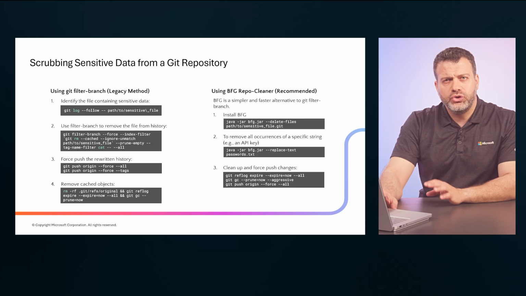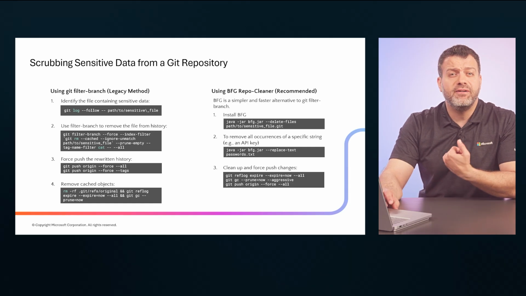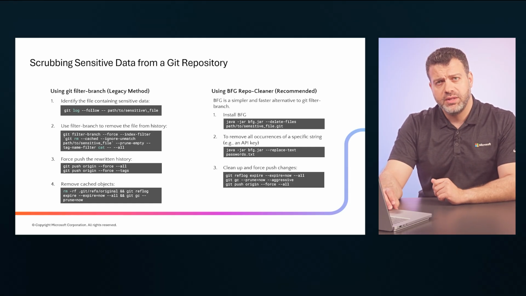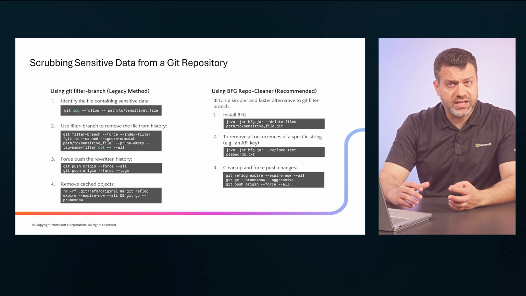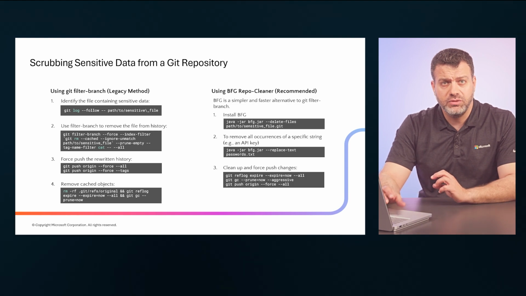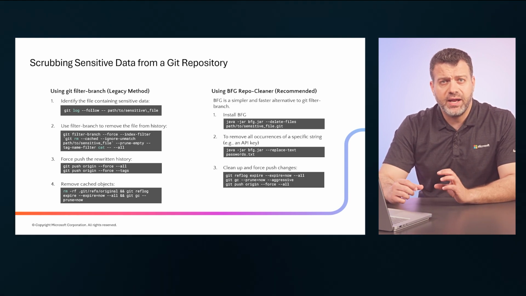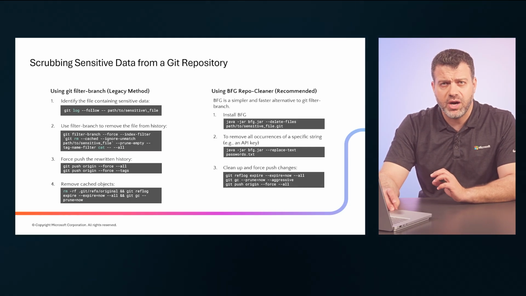This slide shows you two ways to do that. There's git filter-branch, which is the older, more complex method, and there's the BFG Repo-Cleaner. That's the recommended, faster approach. So if someone accidentally commits a secret to connect to a database, you delete that file, and then you use BFG to scan and remove the secret across the entire repo within minutes.